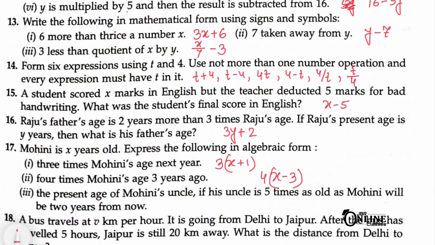Now the last one. The present age of Mohini's uncle, if his uncle is 5 times as old as Mohini, will be 2 years from now. Okay, so that means first you have to find out the age of Mohini after 2 years, that is equal to X plus 2. Okay, now 5 times, so multiply by 5, that is your answer.